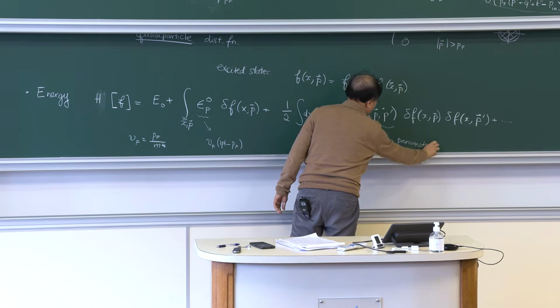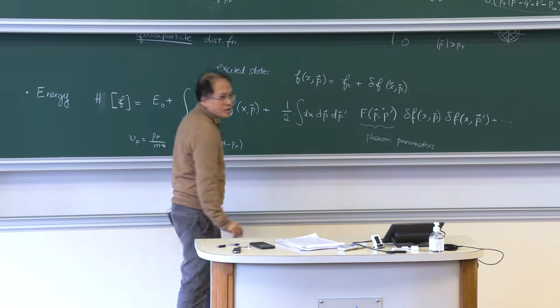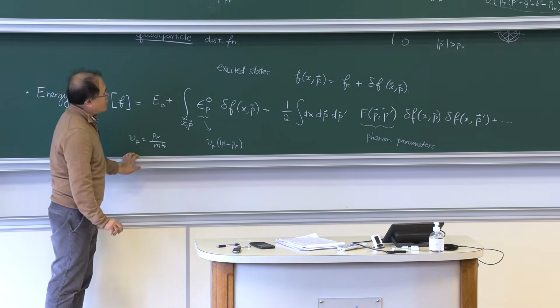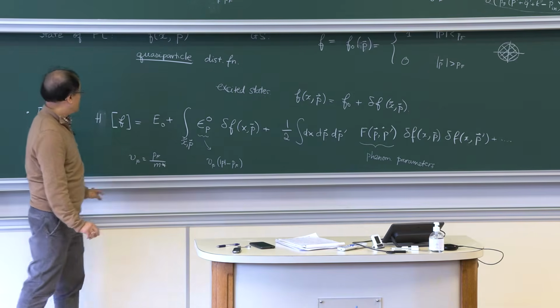We would call them Wilson coefficients of the effective field theory that describe the Fermi liquid.